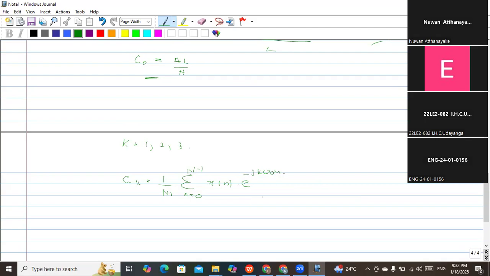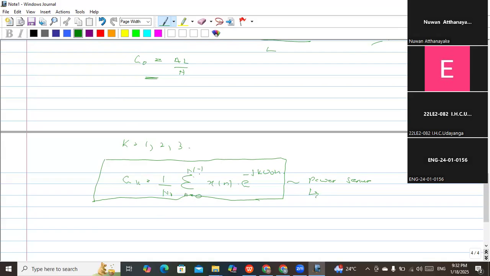Now you need to evaluate this term. If you consider this term, you can see that this is a power series, a geometric series.